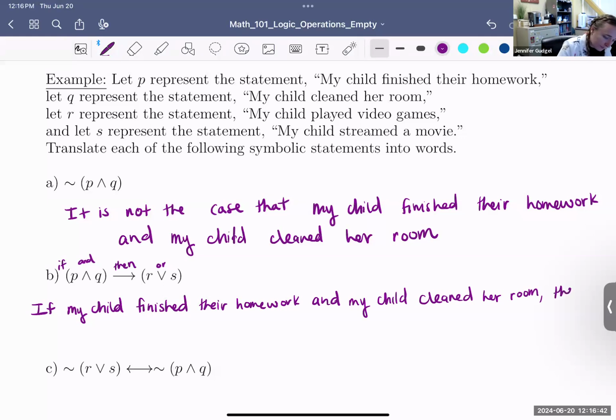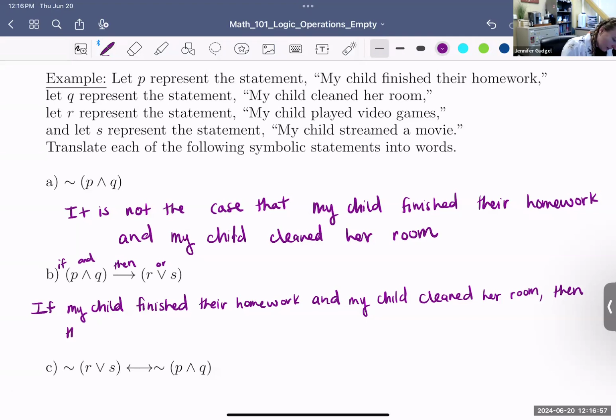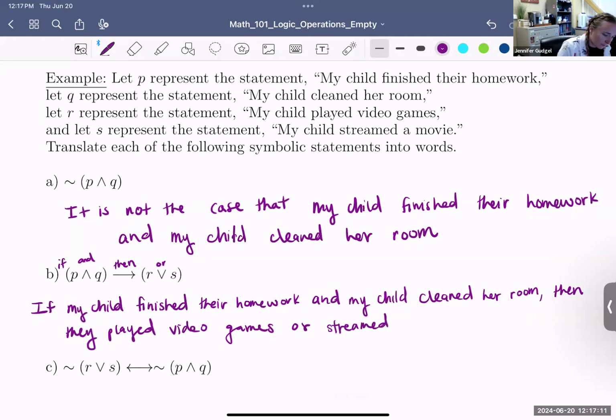Then, and I can keep saying my child, but I'm just going to switch over to a different, I'm going to say then they. All right. Then R, which was that my child played video games. Then they played video games. Or S, streamed a movie. Or they streamed a movie.